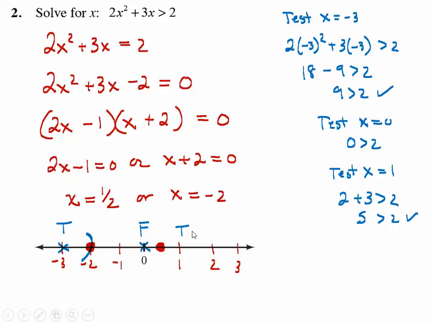Oh, and I didn't get to this part right here. Are we including the endpoints now? Are we including when it's equal to 2? And with the greater than symbol, no, we're not. We just want when is the graph above 2. Well, that means we're going to have to put it in a parenthesis, and we're going to shade towards the true side. Put it in a parenthesis, shade towards the true side.